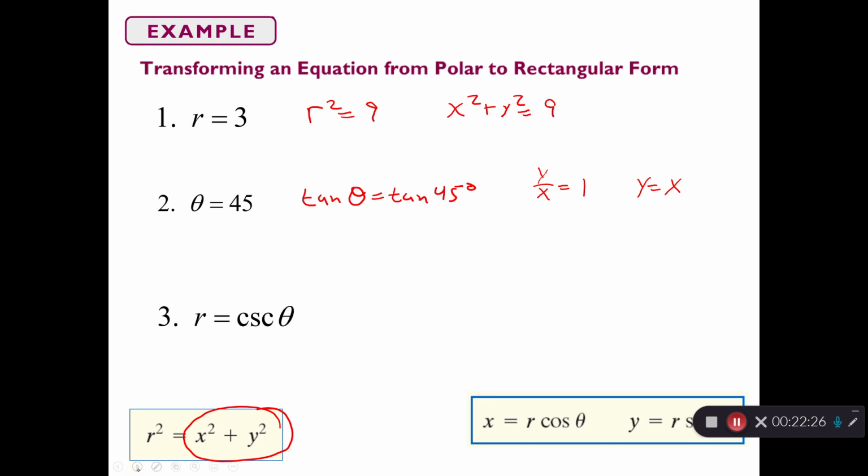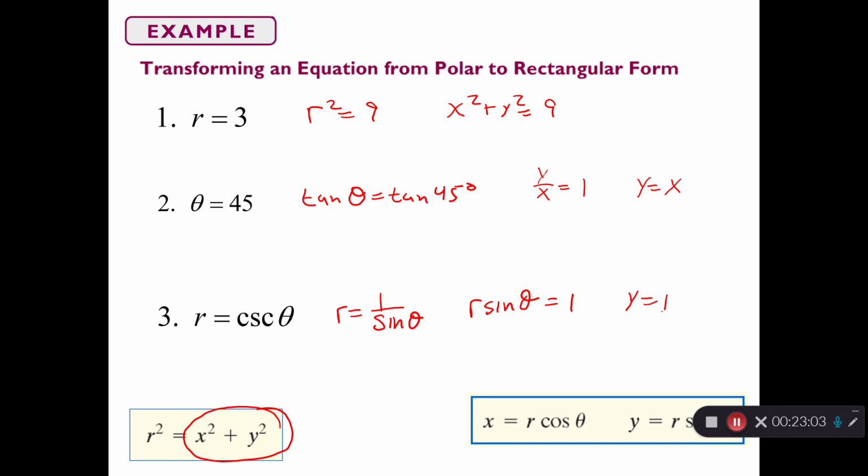For the third one, and this one will be a little bit outside the box, but it's still a pretty small one. I got r equals cosecant theta. A little outside the box because we haven't even brought up the idea of cosecant yet. But we do have an identity that's going to help us. So I have r equals 1 over sine theta. You might remember that identity from when you did trig. Now I'm going to multiply both sides times sine theta, and I wind up with r sine theta equals 1, and r sine theta equals y, so I wind up with y equals 1.